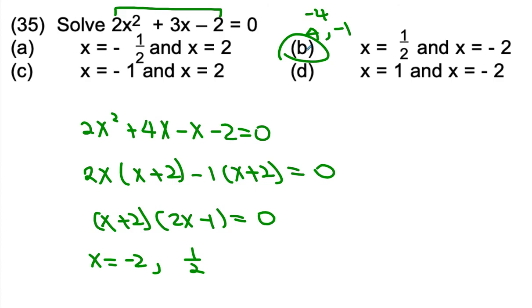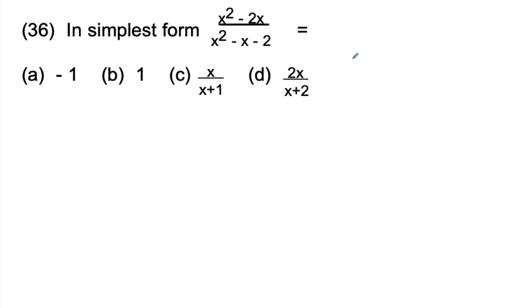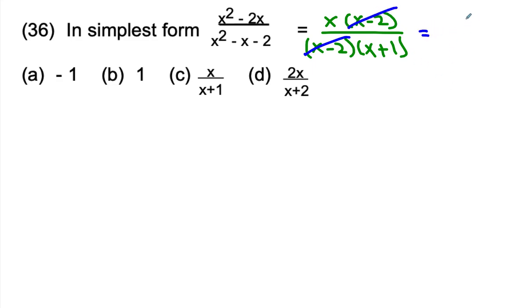Alrighty, let's look at the next one, number 36. They want you to express this one in simplest form. That means we need to factor and cancel. So when you factor x from the numerator, x and then x minus 2 is what we end up getting. How about the denominator? You can see that we need negative 2 multiplied to negative 1 and add up to negative 1. x minus 2, x plus 1. That's how we can factor. But did you realize that the x minus 2's can cancel away? So giving us x over x plus 1, which is choice C.